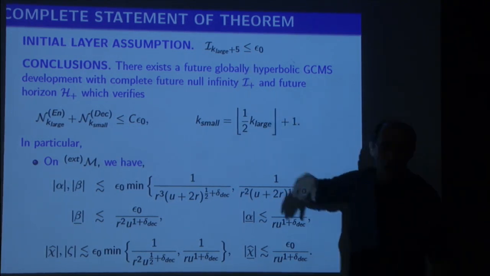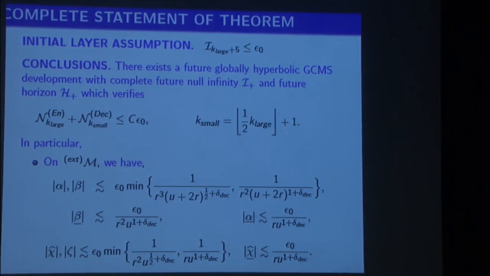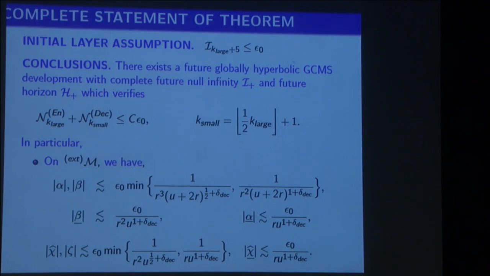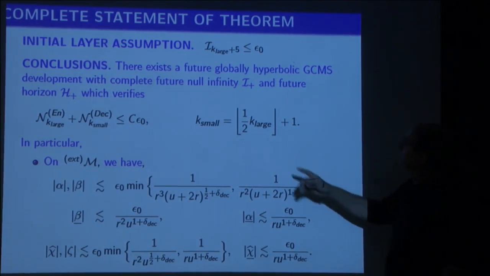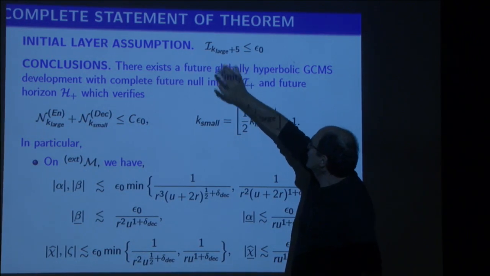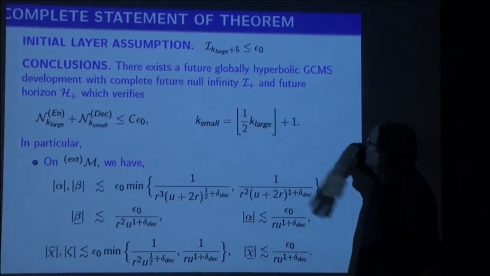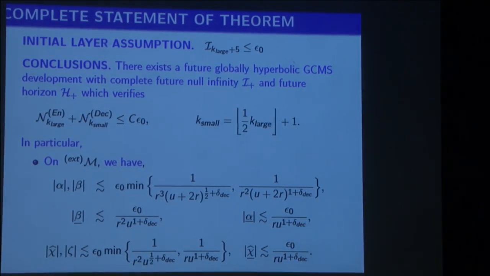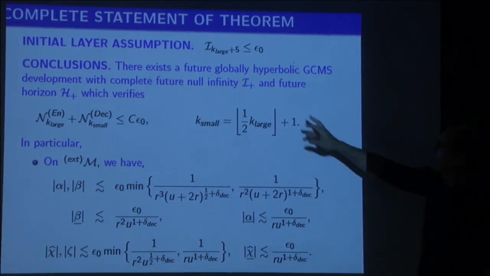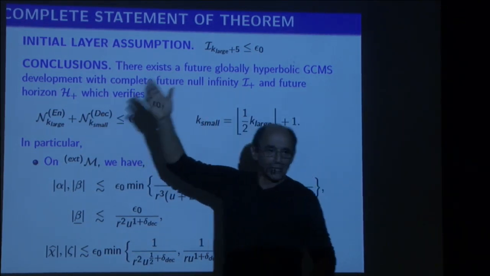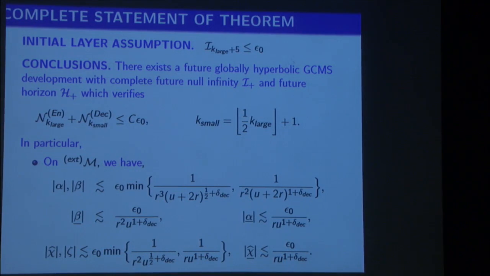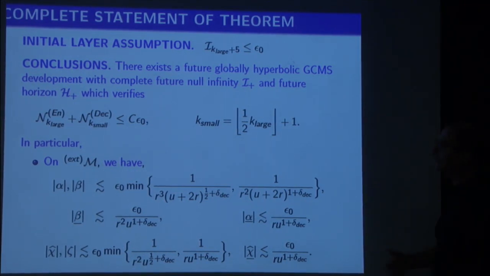Plus 5, because of what we'll see in a second, I have to make sure that I take enough. I can lose derivatives relative to the initial data. So initial data has k large plus 5. Conclusion: there exists a future global hyperbolic development with complete future null infinity and future horizon. The horizon is that red line that we saw, which verifies certain estimates.